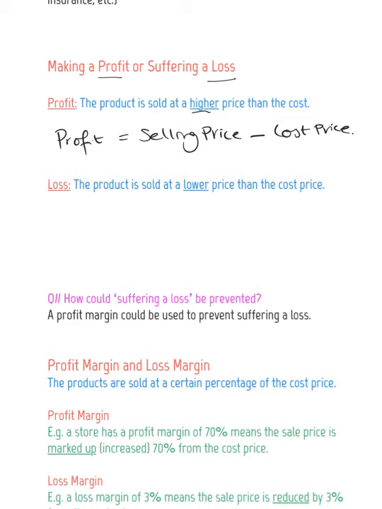Now the loss is when the product is sold at a lower price than what it cost to make that product. So the rule for this is loss equals cost price take away selling price. Ideally, we want to have a profit, not a loss.